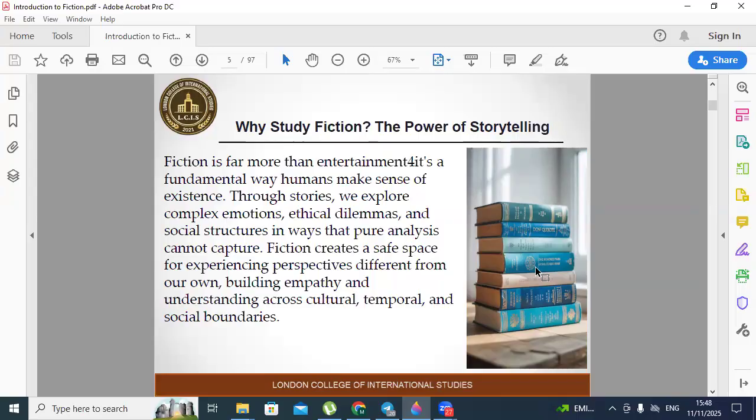When you read from a character's viewpoint, you temporarily inhabit their consciousness. This builds empathy and understanding across enormous boundaries: cultural, temporal, and social.